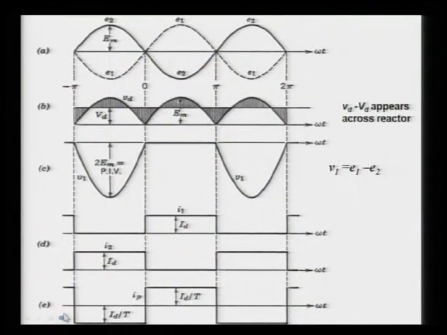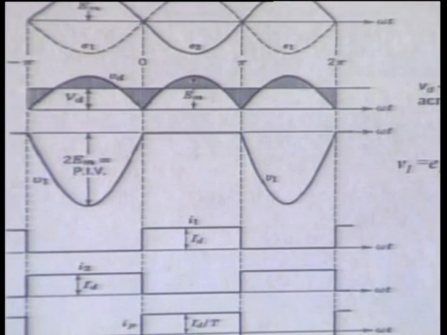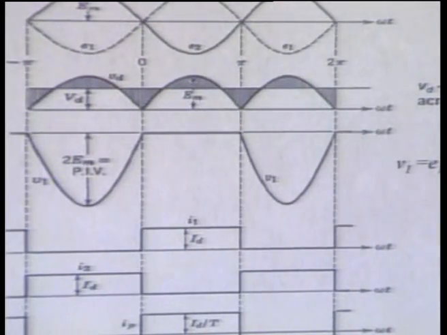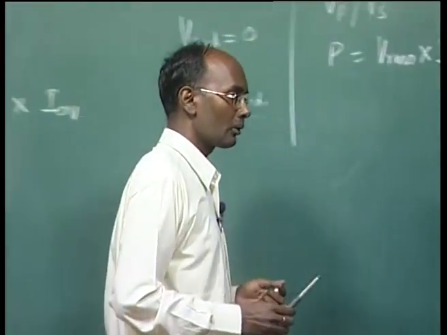Now, the major difference from the previous case is that the peak inverse voltage of the valve in this case is twice the voltage of the secondary side. In the earlier half wave case, the peak inverse voltage was only Em, and now it is twice Em. Why it is happening is as per definition.